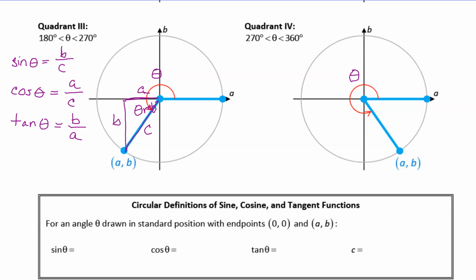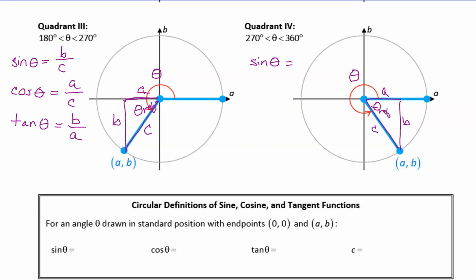Now let's look at the fourth quadrant, where theta is the angle that rotates from the initial side on the positive x-axis to the terminal side in the fourth quadrant. We can draw our reference triangle with the horizontal side on the x-axis and the vertical side parallel to the y-axis. Notice that to get from the origin to point a comma b, we have to go over a and down b. Notice that b is negative in the fourth quadrant. The reference angle goes inside of the triangle, and notice that theta and the reference angle add up to 360 degrees.